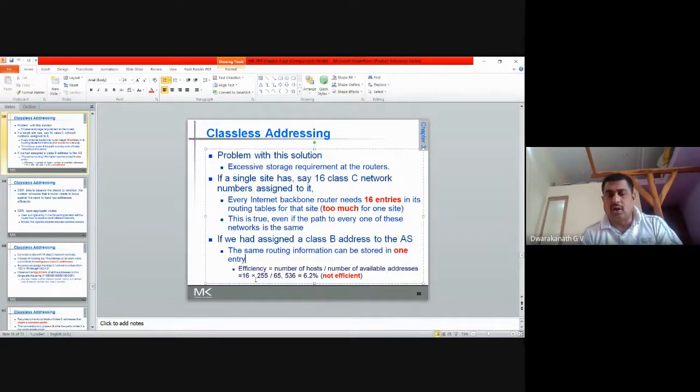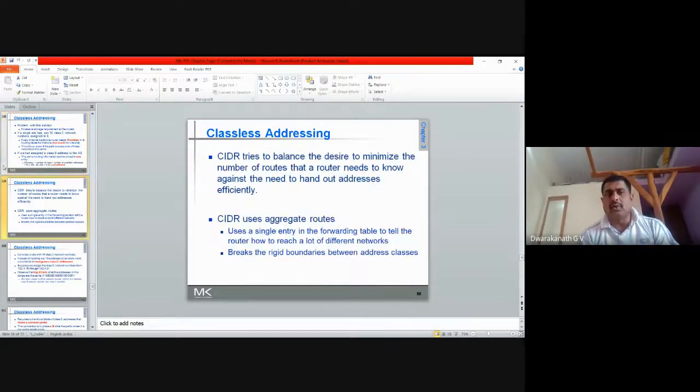So how to solve this particular problem? With CIDR, that is classless interdomain routing. CIDR tries to balance the desire to minimize the number of routes that a router needs to know against the need to hand out addresses efficiently. Now you see here, if you apply the CIDR concept, classless addressing, the number of routes which the router is having will be minimized, and only one efficient address will be taken.